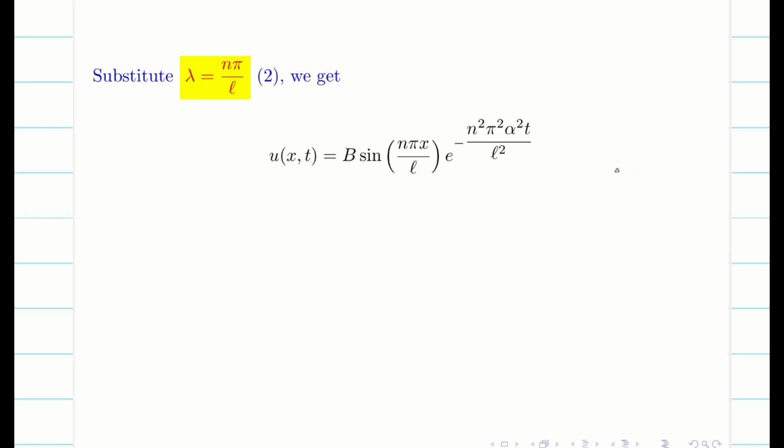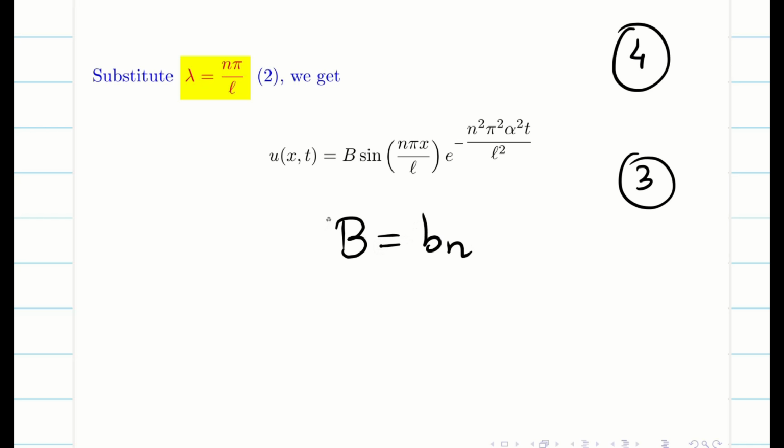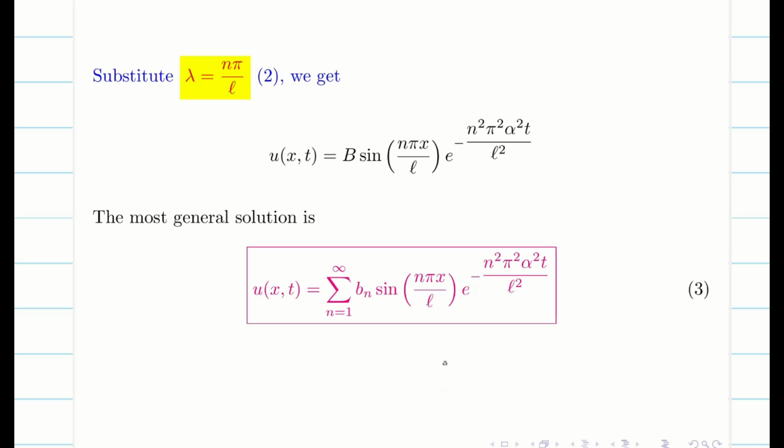As I said earlier, in the heat equation, we have 3 boundary conditions. So my equation 3 is always the most general solution. In the wave equation, I have 4 boundary conditions and equation 4 should be my most general solution. So I am taking B as B_n and my most general solution is depicted in the image. Take it as equation 3.